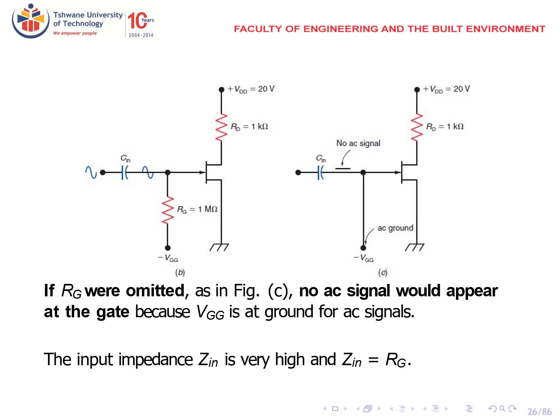Here's figure B and C showing us how the AC is coupled into these circuits, but for this level we don't have to worry about that part. If RG were omitted as in figure C, no AC signal will appear at the gate because VGG is at ground for AC signals. The input impedance Zin is very high and Zin equals RG.